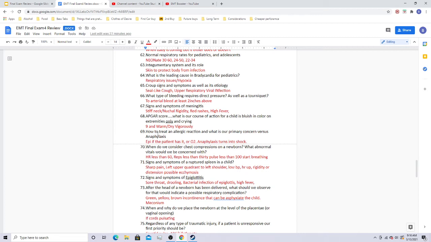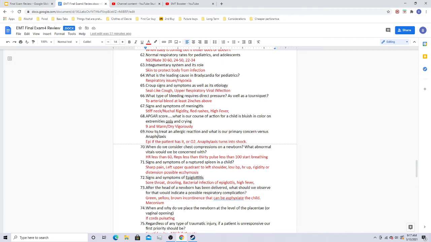How to treat an allergic reaction, and what is the primary concerns versus anaphylaxis. Epi, if the patient has it, or O2. Anaphylaxis quickly turns into shock. An allergic reaction can be very minor, but it can be a sign and a prerequisite to anaphylaxis. Anaphylaxis is the end game, and anaphylaxis can be easily fatal.